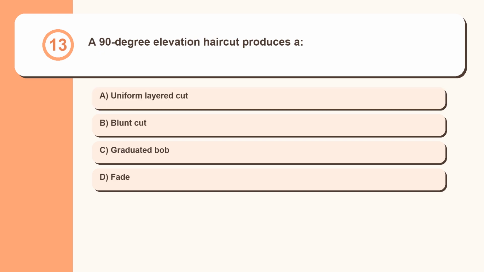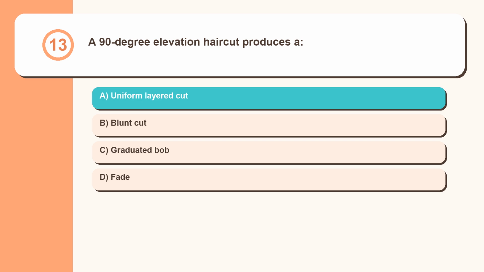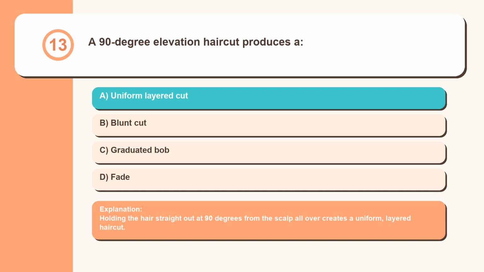Question 13. A 90-degree elevation haircut produces a uniform layered cut, blunt cut, graduated bob, fade. Holding the hair straight out at 90 degrees from the scalp all over creates a uniform, layered haircut.